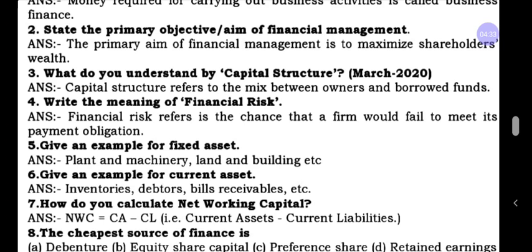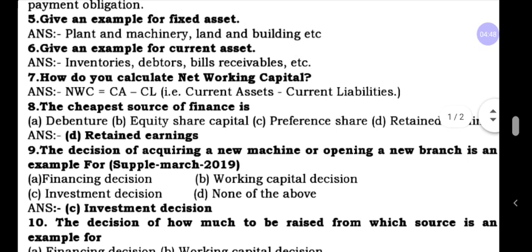Next we have: how do you calculate the net working capital? The capital required to carry out the day-to-day activities is called working capital. How do we calculate it? They have a formula. Net working capital is equal to current asset minus current liability. You will get the working capital by deducting current liability from current asset.